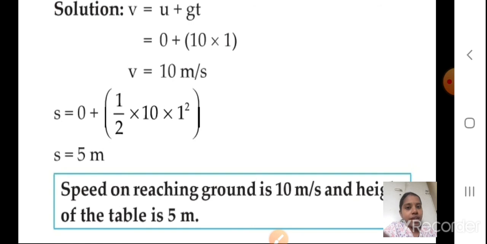But I expect you to write the sums and practice. Don't just watch the video. Please write it in your book. Try to solve it on your own, and you will understand it in a better way, so that you practice the sums also. You can also do the solved examples.